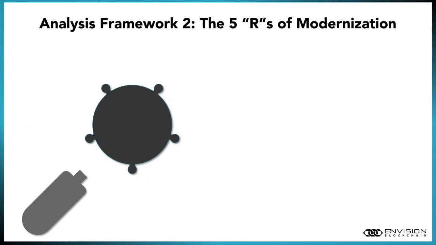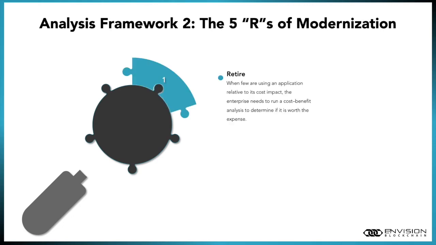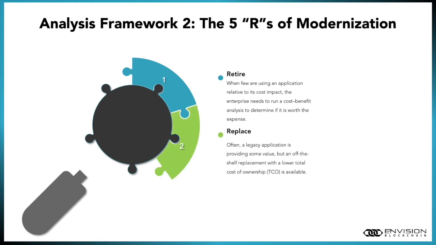And this is kind of the 5 R's of modernization, where the first R was retire, right? You have an application, it's just not doing what it needs to. The enterprise needs to run a cost-benefit analysis. You realize it's just not worth the expense. Retire it, right? It's gone. The next one is replace. So often a legacy application is providing some value, but an off-the-shelf replacement with a lower total cost of ownership, or TCO, is available, right? So then we have that option.